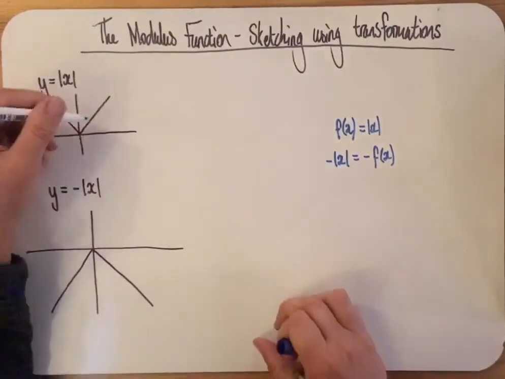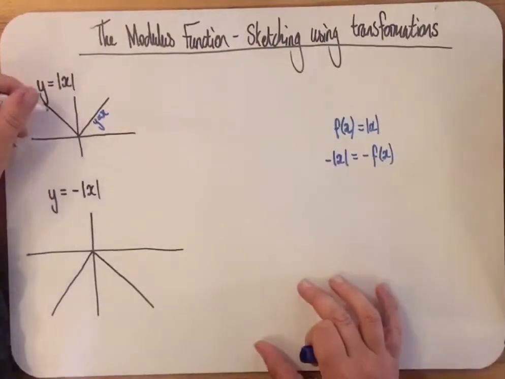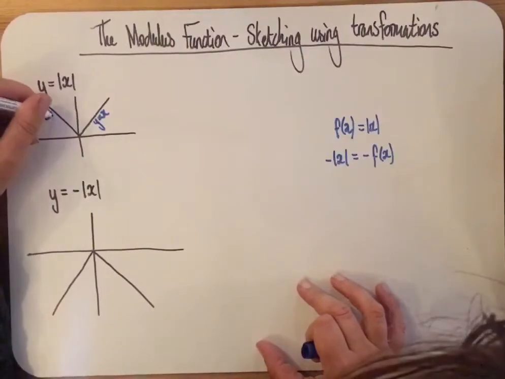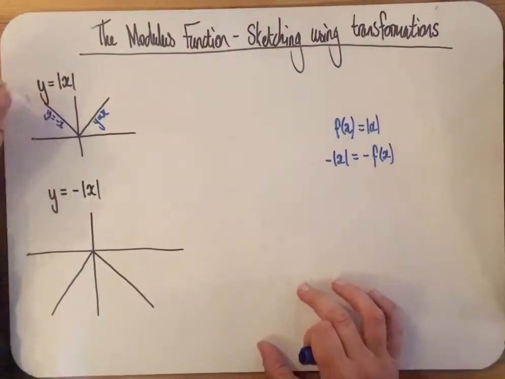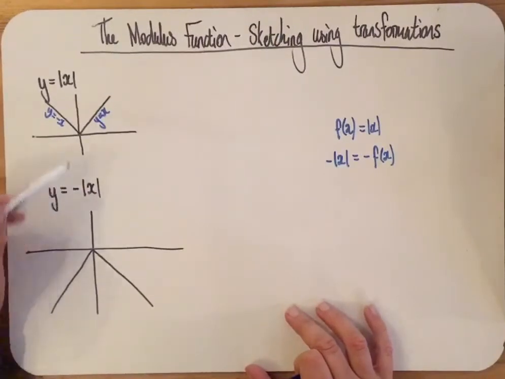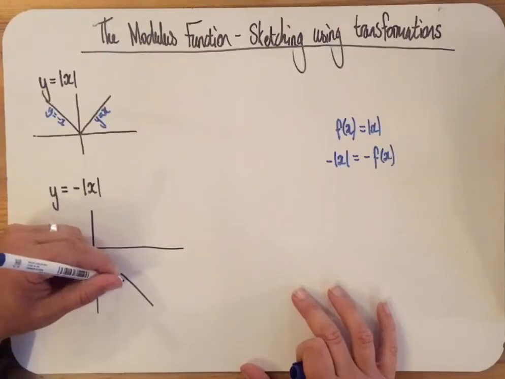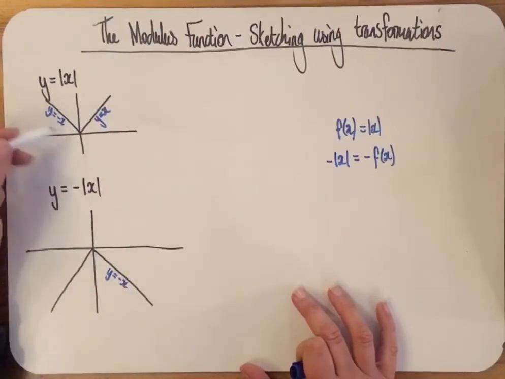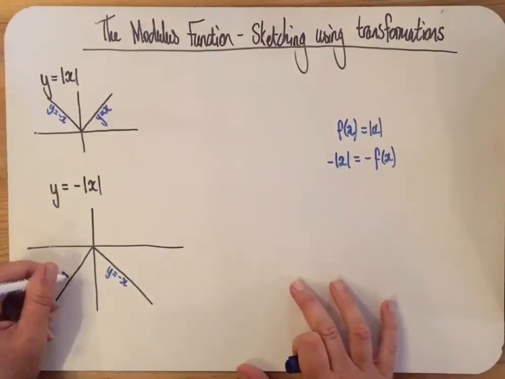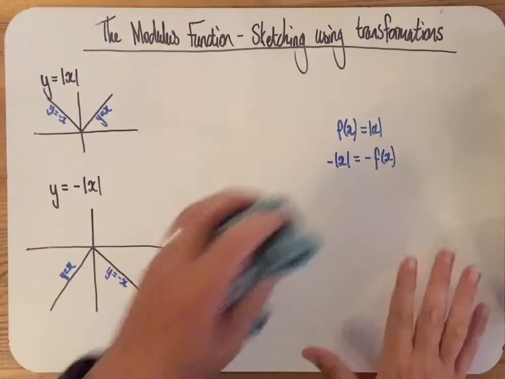In terms of equations of line segments, you're going to need these when we do some equation solving. This one here becomes minus what it was before. So this will be y equals minus x. And minus negative x gives you y equals x. Right, next one.